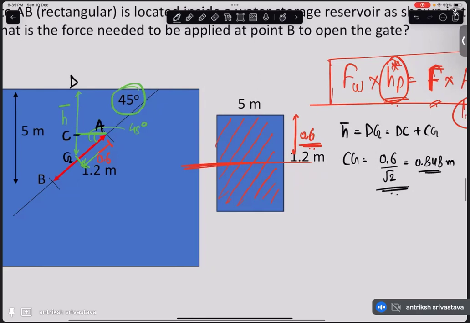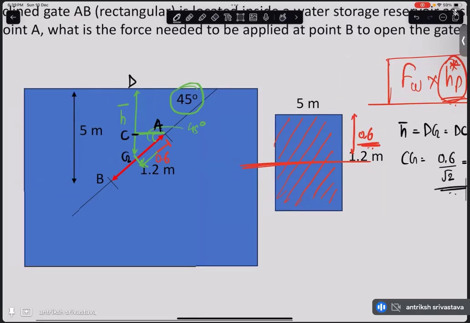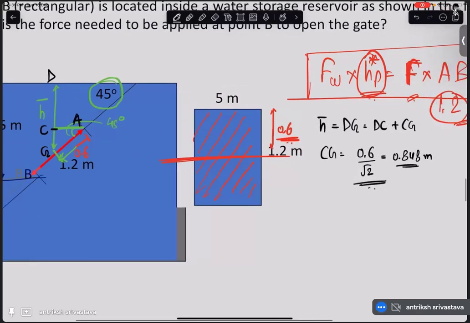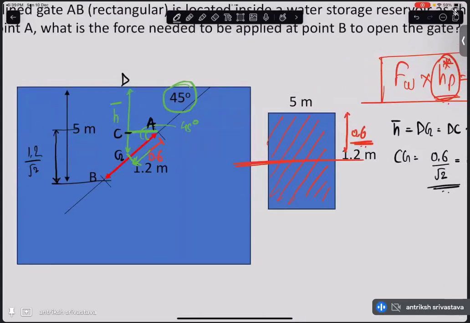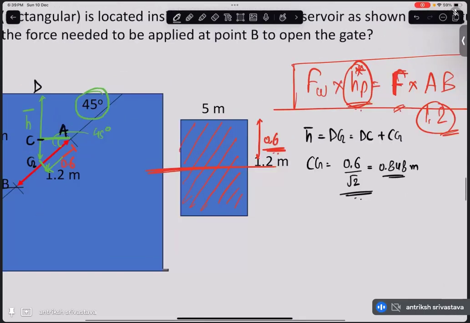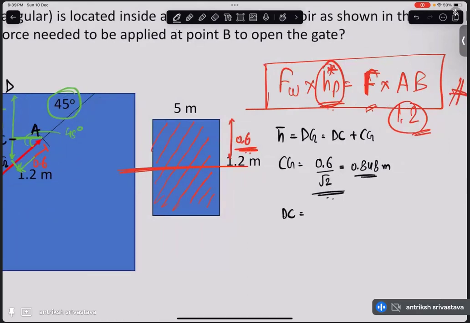Now what is DC? How can we calculate DC? Very simply, you see here, can we calculate the vertical component or vertical projection of AB? Yes, 1.2 divided by root 2. If you subtract this from 5, then you are going to get the depth of A from the water surface. So your DC is nothing but 5 minus 1.2 divided by root 2. That is 4.151 meters. So your h bar is nothing but 4.151 plus 0.848.